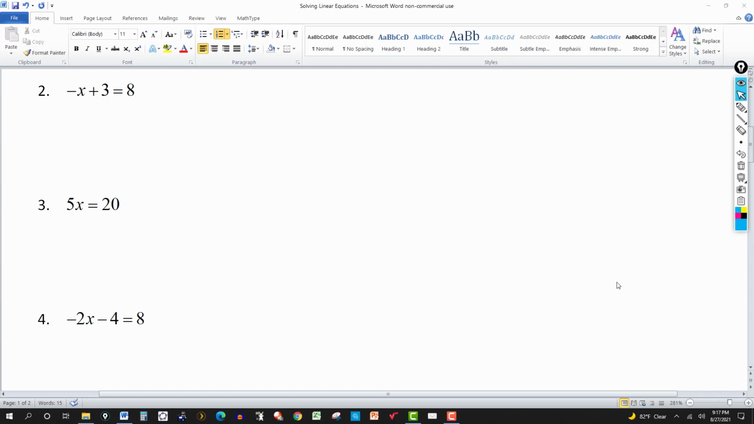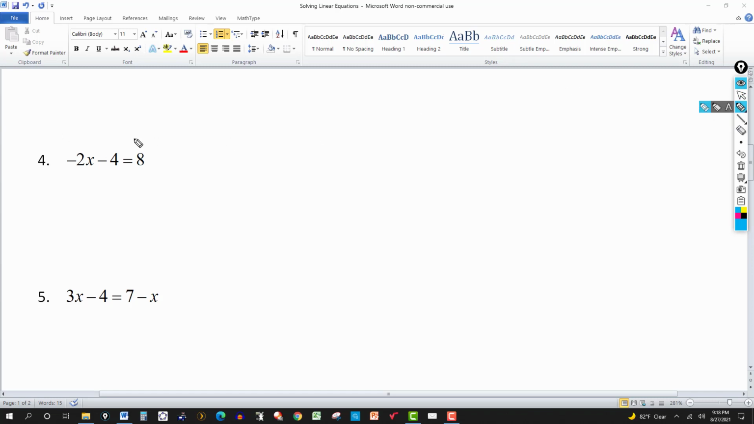On the next one, we have a negative 2x minus 4 is equal to 8. Minus 2x minus 4 is equal to 8. So we want to isolate the x term. So the x term, that's this one right here. So again, always simplify each side if possible. So far we haven't had to do that. So what we do here is isolate the variable. So this is a minus 4. So we're going to add the opposite of minus 4, which is a 4. So we'll add 4 to both sides.